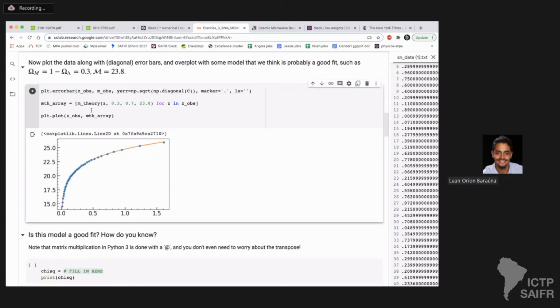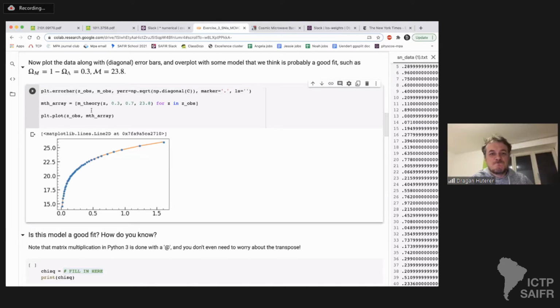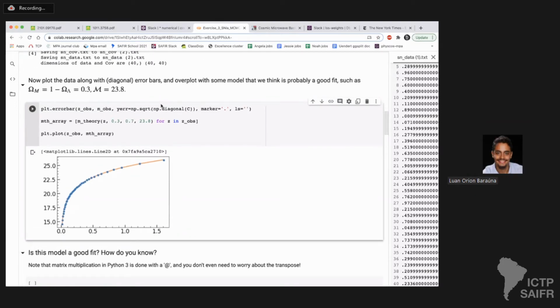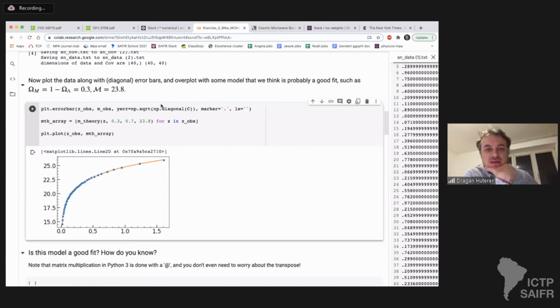I have a question. Yes, go ahead. Which database are you using for this plot? This is Pantheon data, Pantheon. It's currently the dominant, most popular data set.